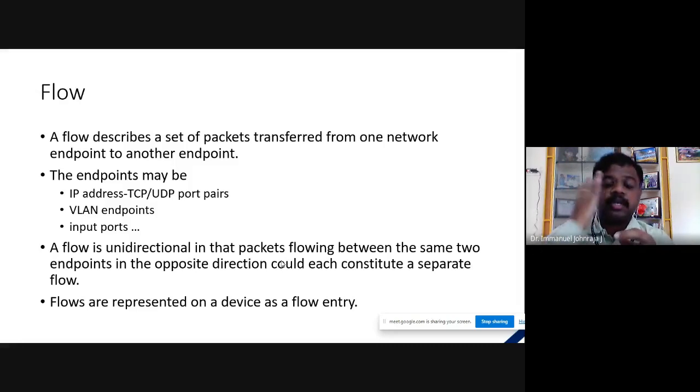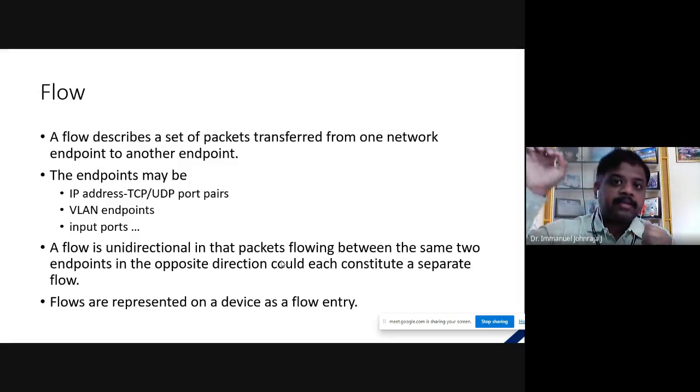For instance, from client to server, it could be the IP and port combination. So 1111, then a colon, and port 1200. The other side is 2222 with port number 80. This is termed a flow.